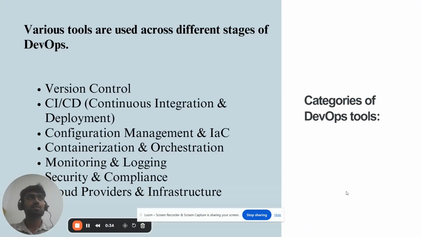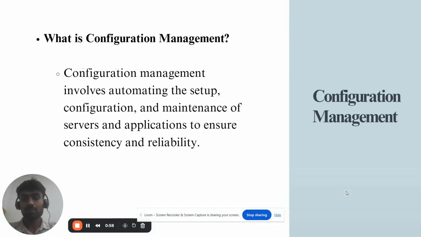In the previous two videos, we have seen the different stages of DevOps, like version control, then CI/CD, then containerization, configuration management, monitoring and logging, and other stages. Also, we have seen different types of tools. Today, we are going deep into configuration management and Ansible. So let's start with configuration management.